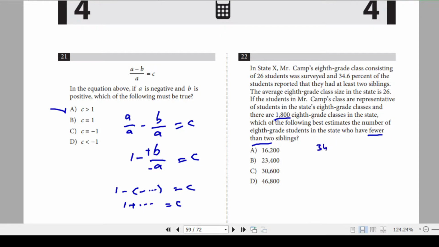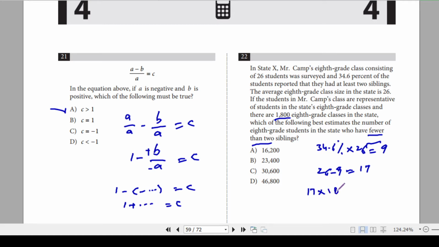So it means 34.6% of 26, let's find out. That's 8.99. 8.99 means approximately 9. Okay, so 9 students out of these 26 students have two or more siblings. So the remaining 26 minus 9 is equal to 17 students. 17 students have less than two siblings in this one class. And how many classes are there in the state? 1800 classes.